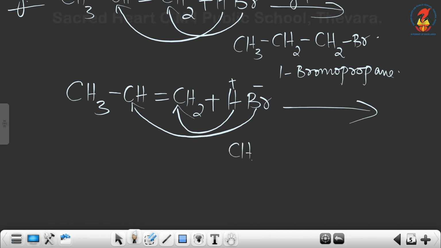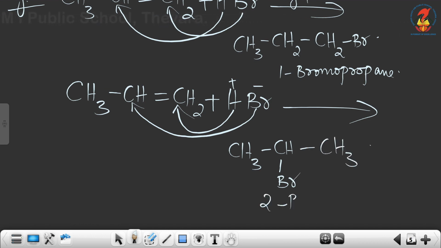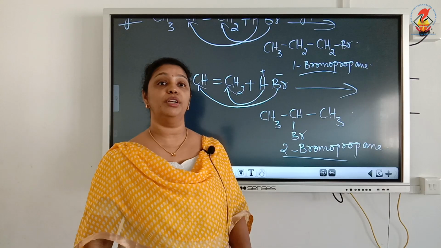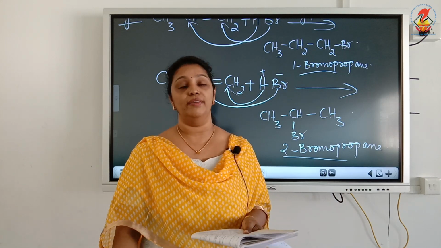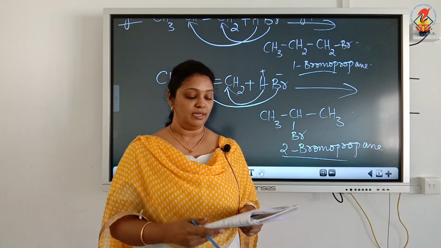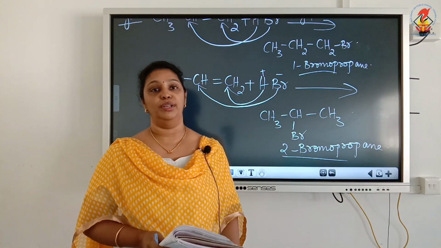It will be CH3 CHBr CH3, and the name of this product is 2-bromopropane. Look at the product, both the products are different. And anti-Markovnikov's rule proceeds through free radical mechanism, which you don't have to study. Okay, so this is Markovnikov's rule and anti-Markovnikov's rule.